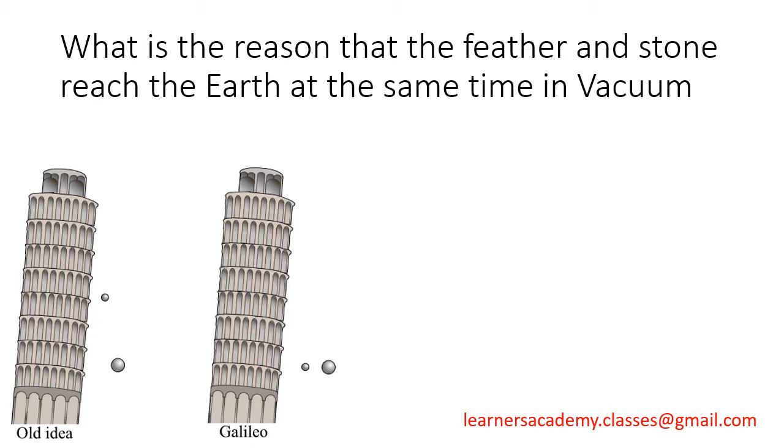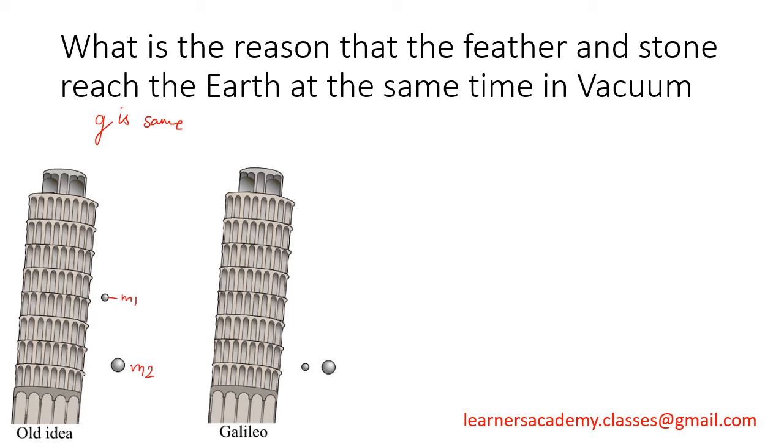Because the value of G is same at a given place irrespective of their masses. So when two objects, irrespective of their masses, see here this small ball, it should have a less mass m1, and this is mass 2. So the old school of thought always believed that the heavier object will reach earth faster than the object which has got light weight, but it was proved by Galileo that this is not correct.